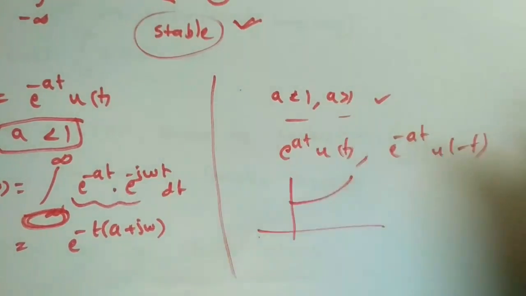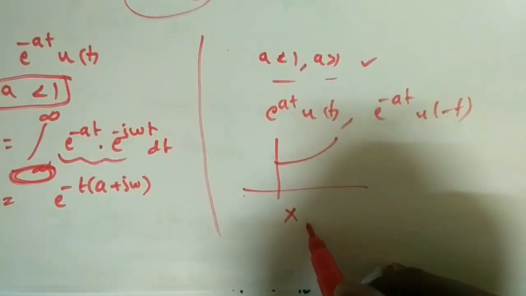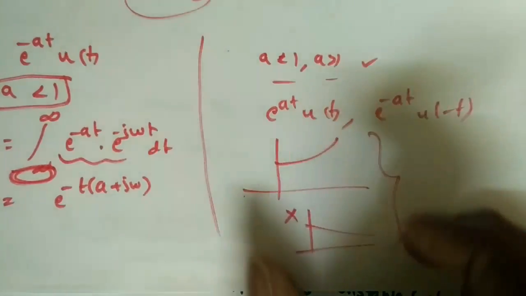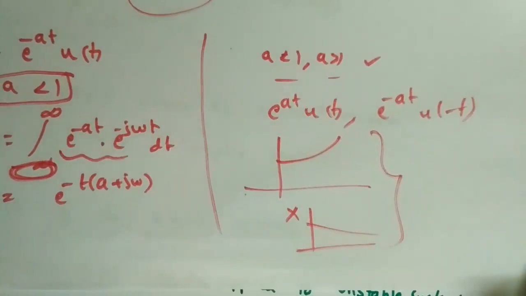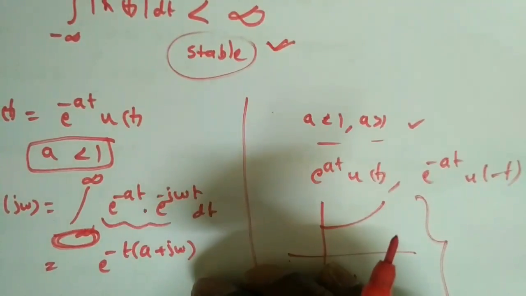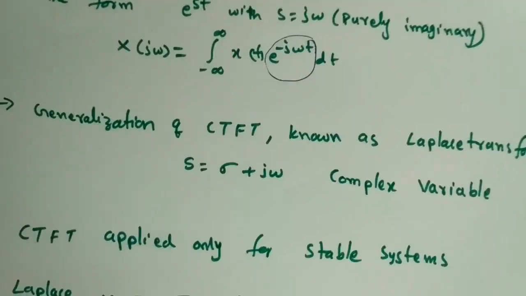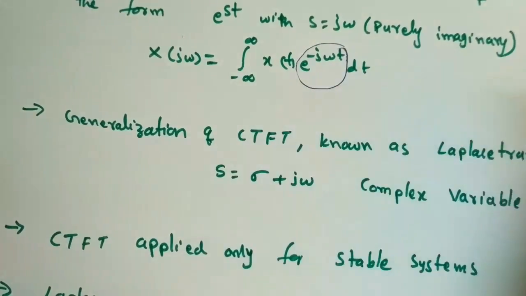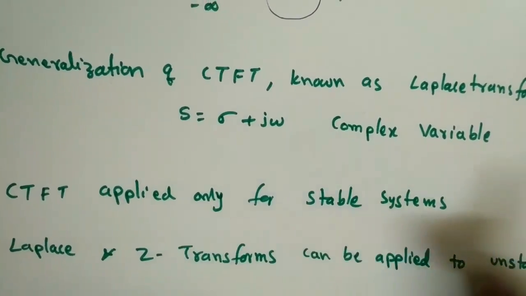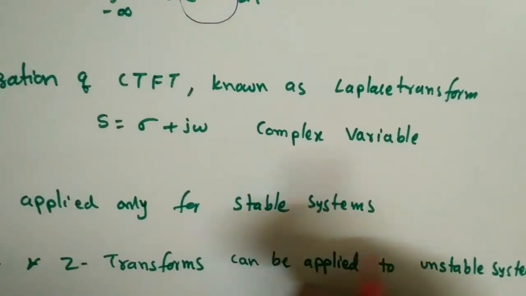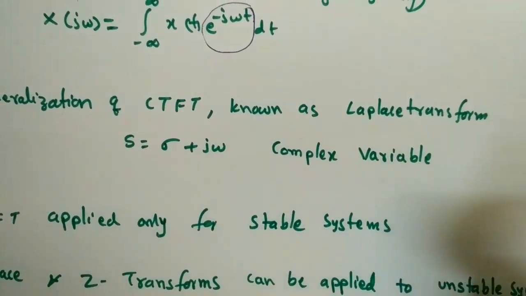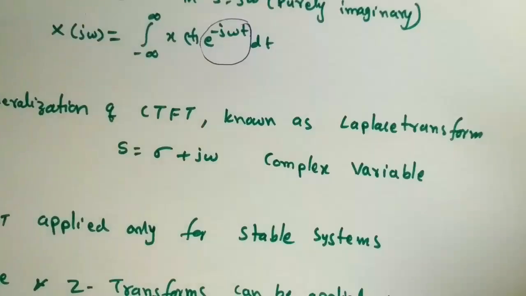So e power a t u of t is like this. When we multiply it with some decaying function like this, it will converge, right? So what is the importance of the Laplace transform? The main thing is that the Laplace transform is a generalization of the Fourier transform, and it can be applied to unstable systems. To investigate whether the system is stable or unstable, causal or non-causal, that is also done using the Laplace transform, right?